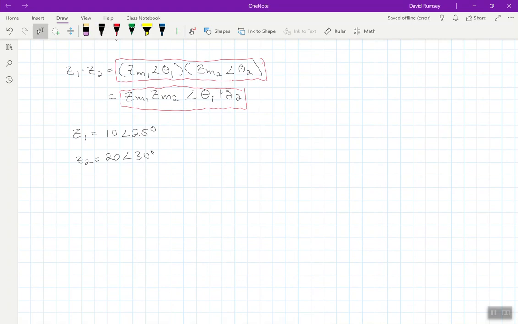So Z1 is 10 at an angle of 25 degrees, and Z2 is 20 at an angle of 30 degrees. And so Z1 times Z2 would just be 10 times 20 at an angle of 25 degrees plus 30 degrees. Then we just do that and we're done. 10 times 20 is 200, 25 plus 30 is 55 degrees.